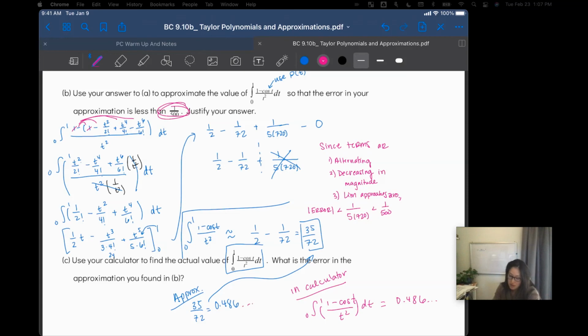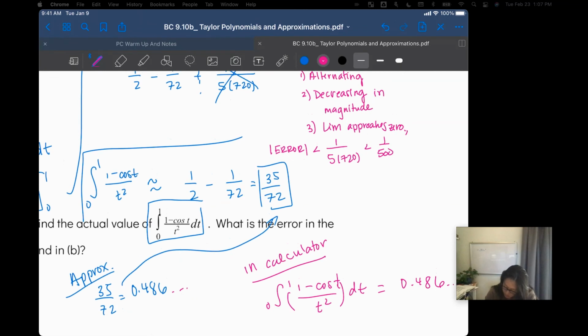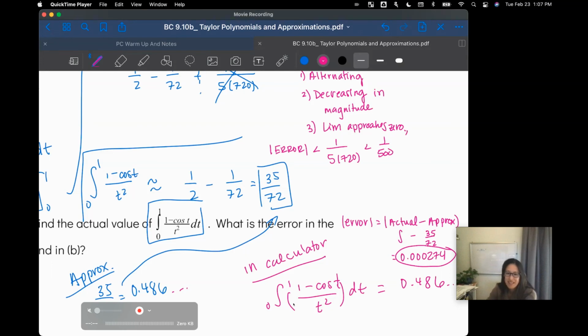Whoa. I subtracted those and I got an error of, okay, so to get the error, I did the actual value minus the approximation. So I did the integral minus the fraction, the 35 over 72, and I got the value of 0.000274. So this is how much our approximation is off by. Whoa, pretty cool, huh? Yeah. All right, that's it for today.